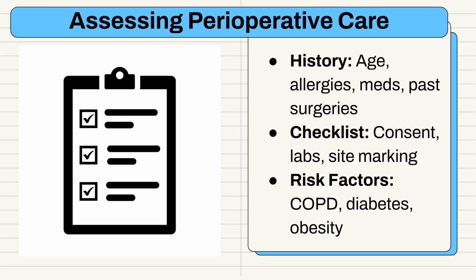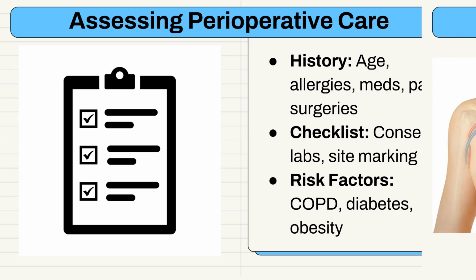You'll also ensure the preoperative checklist is complete: signed consent, marked surgical site, vital signs, labs like hemoglobin, and skin prep. Surgical care improvement project protocols kick in here to prevent infections and complications. If you see an elderly patient with uncontrolled diabetes, think increased risk for wound infections.